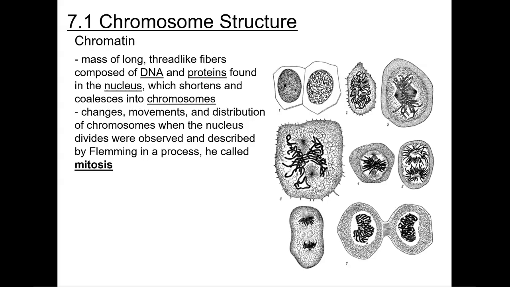Now, these proteins are called histones. And so the DNA is going to be wrapped around those. It's going to shorten and coalesce into a chromosome when it gets ready to divide. So changes, movements, and distribution of chromosomes when the nucleus divides are going to be observed and described by Fleming in a process called mitosis.